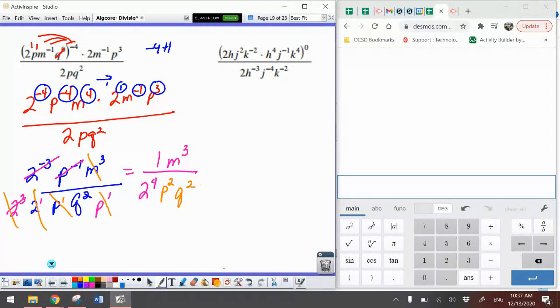Okay, so is there any more simplification I need to do? Well, I really should evaluate 2 to the fourth. So if I can't remember what 2 to the fourth is, 2 to the fourth is actually 16. So I'd have 1 m cubed, a 16, a p squared, and a q squared.